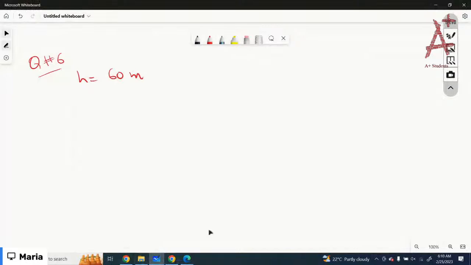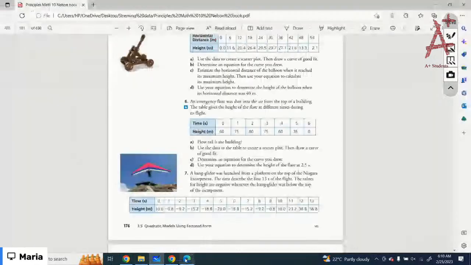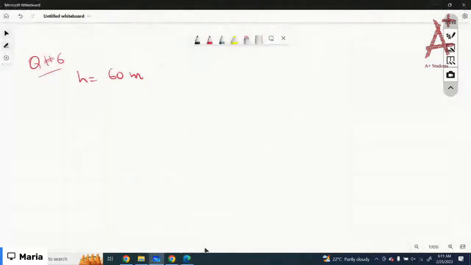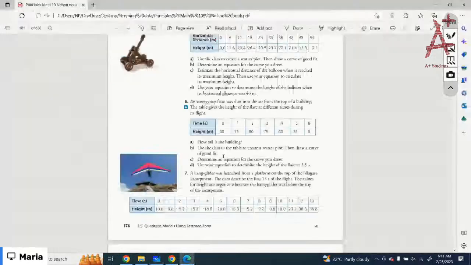Okay, the B part is to use the data to create a graph. You can use any graphing tool. Then the third one is to determine an equation for the curve you drew. We have to determine the equation. You can see where the zeros of the graph are. The zeros are 0 and 60, and you are given the y-intercept 0 and 60.